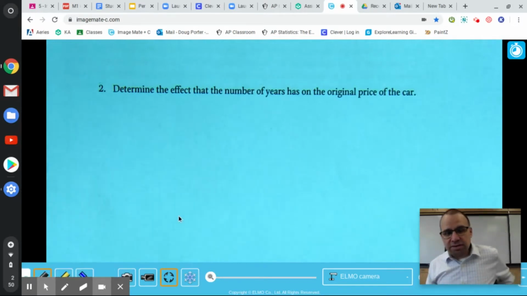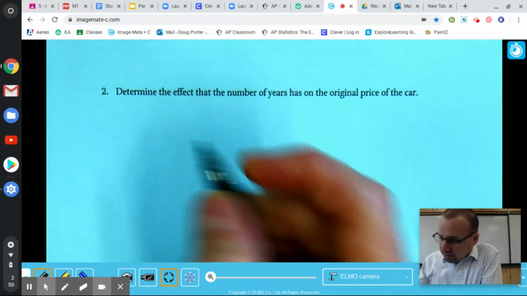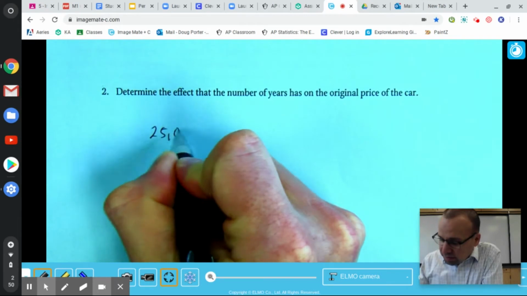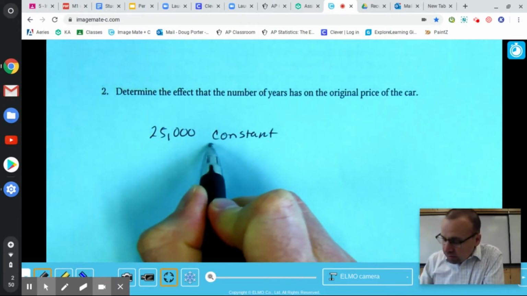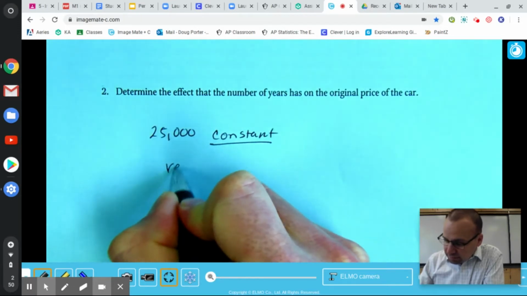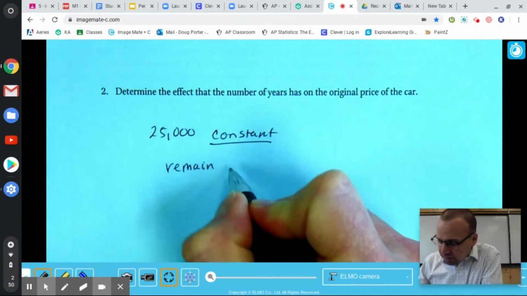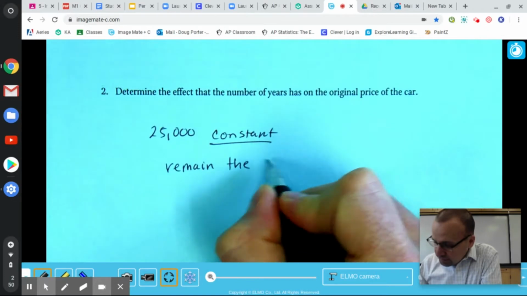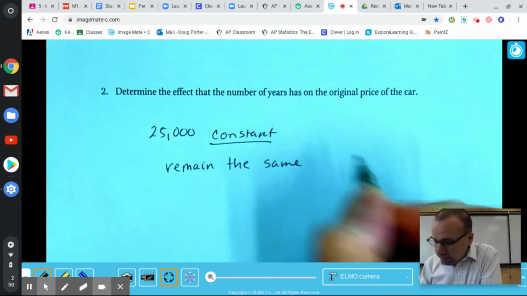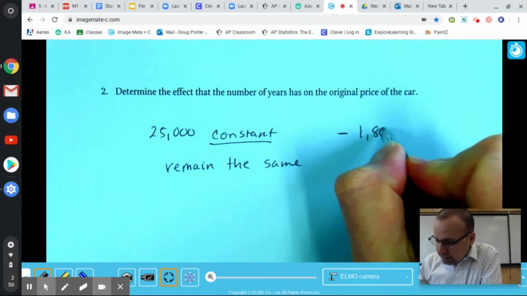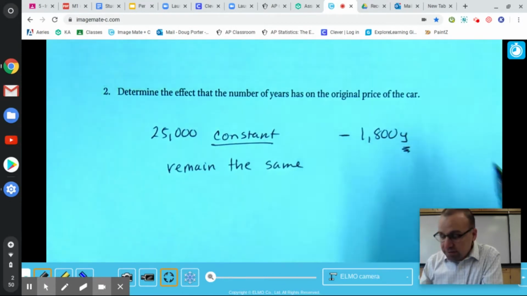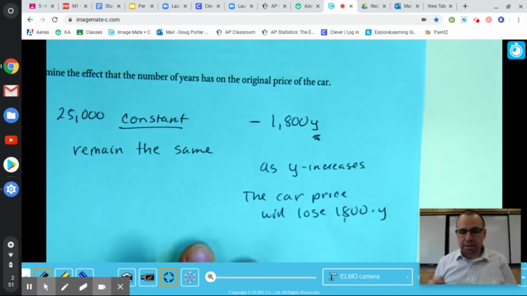So now it says determine the effect that the number of years has on the original price of the car. Well, the 25,000 is a constant, so it will remain the same. In fact, that's where that word constant comes from. The only thing that will be changing is that minus 1,800 times the number of years. Okay, there.